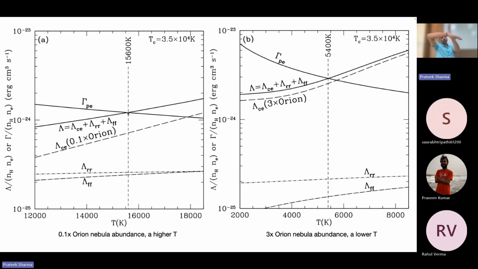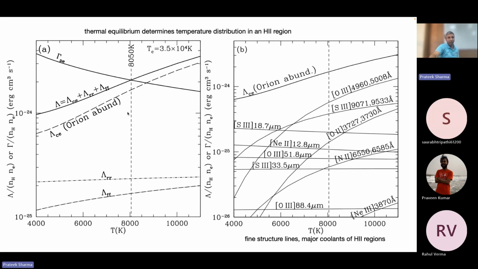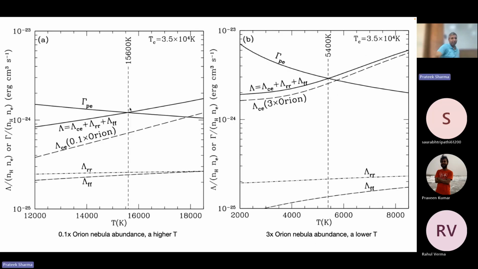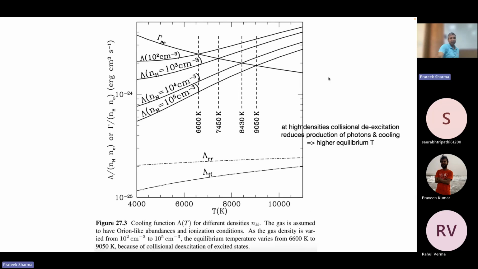So if you bring this down, the curves will cross at a higher temperature, right? And that's what is happening. The equilibrium temperature in this case is about 16,000 Kelvin as compared to 8,000 Kelvin in the previous case. And that's just because the lambda CE has been suppressed. This is if you increase the abundance to 3 times the Orion value. Here, the equilibrium is reached at 5,400 Kelvin, lower temperature. Simple. I mean, this is actually reasonably easy to understand.